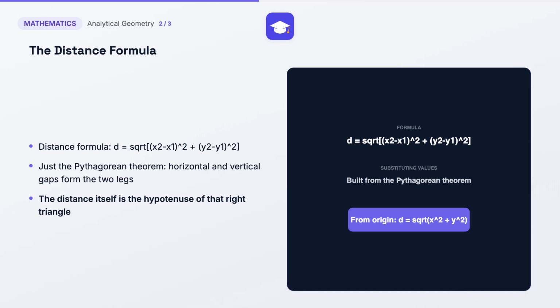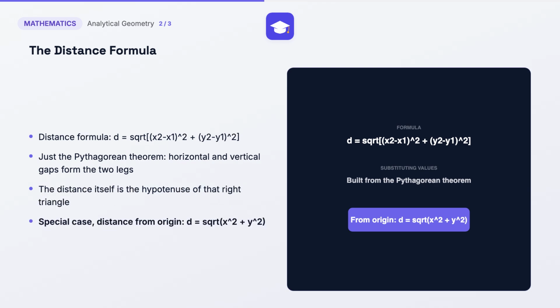A useful special case is the distance from the origin to any point (x, y), which simplifies directly to d equals the square root of x squared plus y squared, since the origin's own coordinates are simply 0 and 0.